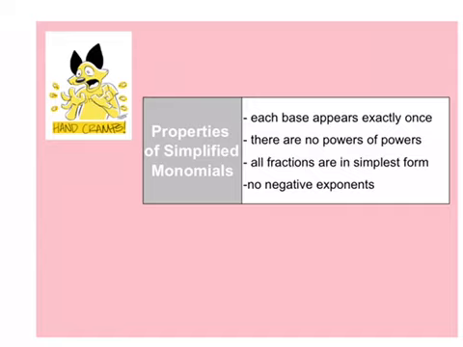So you looked at these properties of simplified monomials the other day in lesson 4. We talked about how to make sure that when you are finished, each base only appears once. There's no power to a power, so no parentheses. All fractions are in simplest form. And then we're going to add the new one today of no negative exponents. Even though this list puts the no negative exponents first, I usually get rid of the negatives before I deal with the multiplication or the division of the same bases.